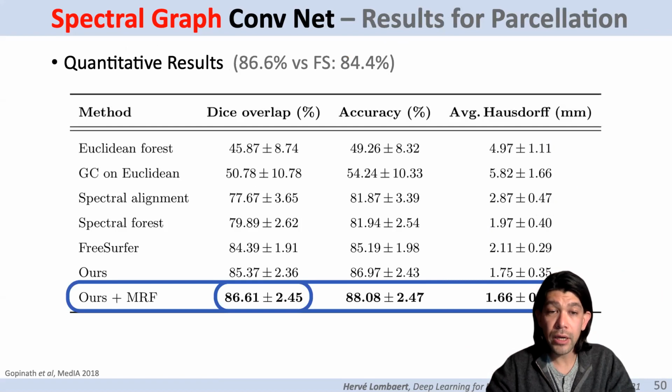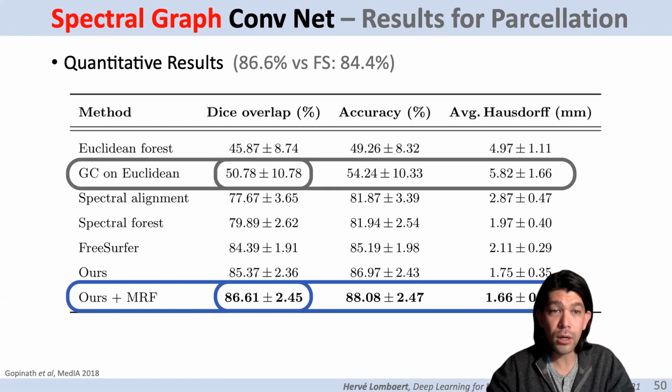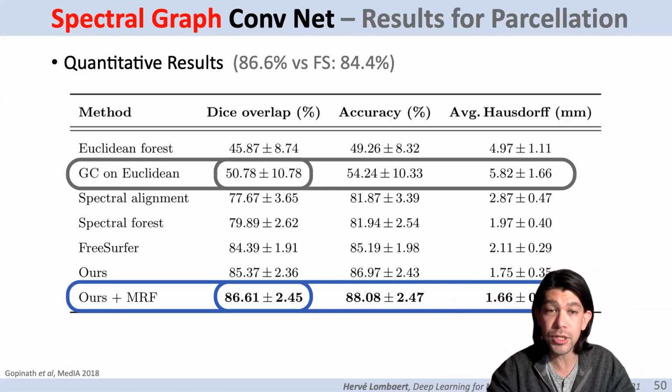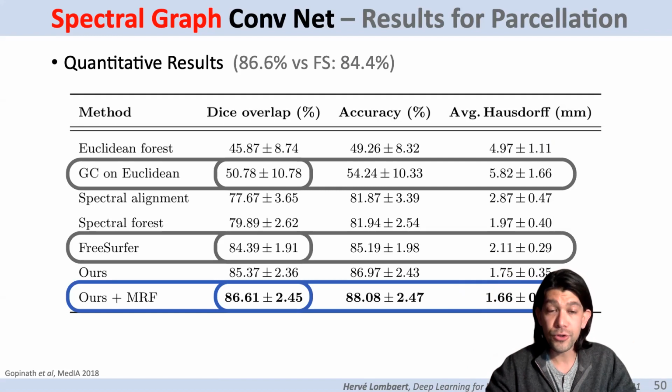Our results: we find 86% more or less. If you want to compare with the geometric deep learning that operates on Euclidean coordinates, so x, y, z's, you see a major difference here: 50%, while we're doing 86%. The single difference here is moving away from Euclidean towards spectral coordinates. This simple change makes it a fundamental change in the way the algorithm operates, and that explains this drastic improvement in performance. FreeSurfer, the most popular software for brain parcellation, operates at 84%. So we're more or less better.